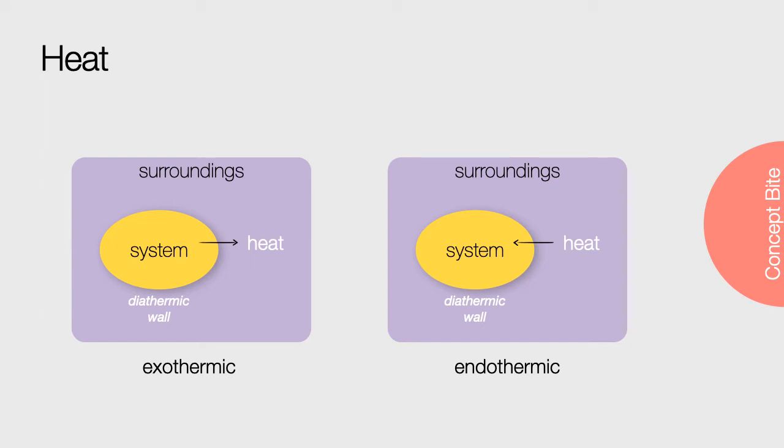In an exothermic reaction, energy is transferred in the form of heat from the system to the surroundings. The temperature of the surroundings increases and the internal energy of the system decreases. In an endothermic reaction, energy is transferred in the form of heat from the surroundings to the system. The temperature of the surroundings decreases and the internal energy of the system increases.